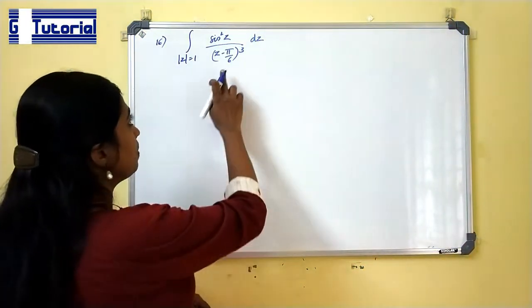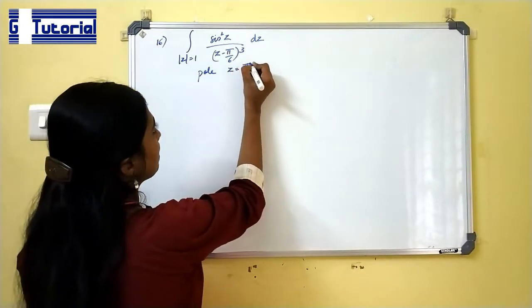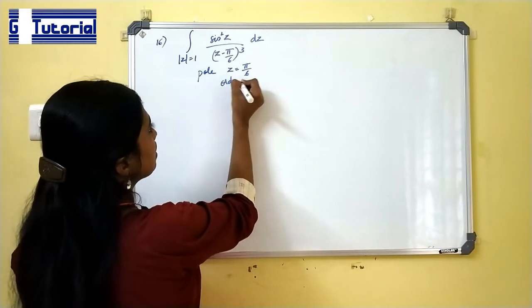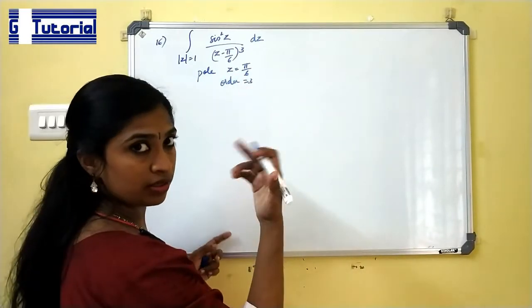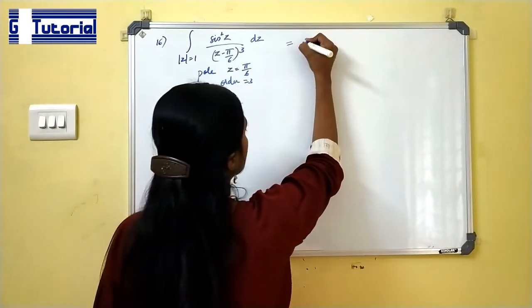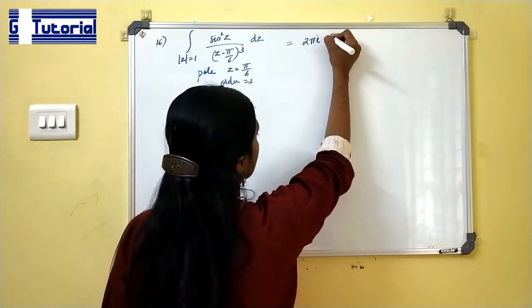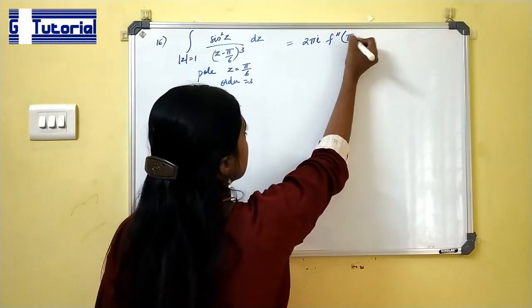This is the next formula. Here the pole is z equal to pi by 6 and the order of the pole is 3. So we have to find the second order derivative, since the order is n plus 1. So it will be equal to 2 pi i into f double dash of a, where a is pi by 6.